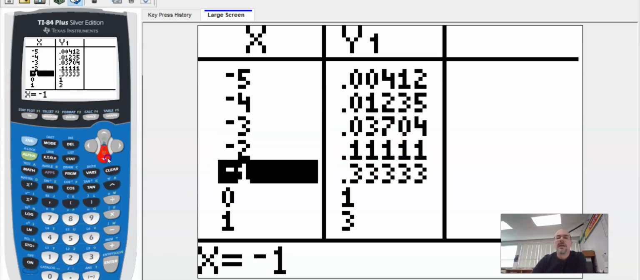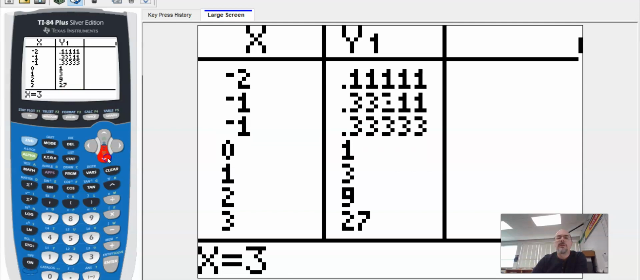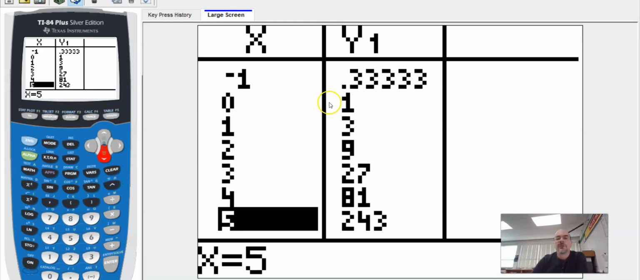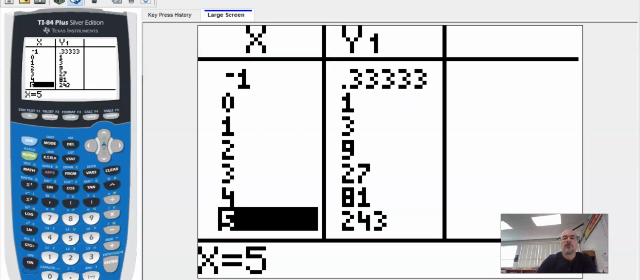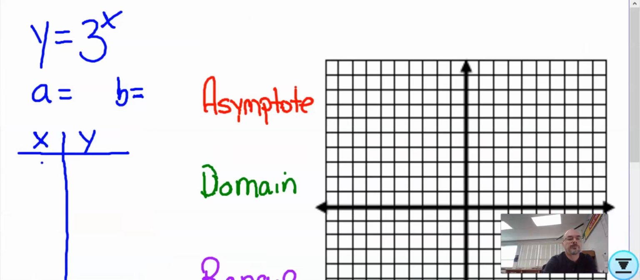So I'm going to put a couple of dots on my graph: 0, 1; 1, 3; 2, 9. Again, back to our table: 0, 1; 1, 3; 2, 9. Now I can plot those pretty easily. Over 0 up 1, over 1 up 3, and over 2 up 9.